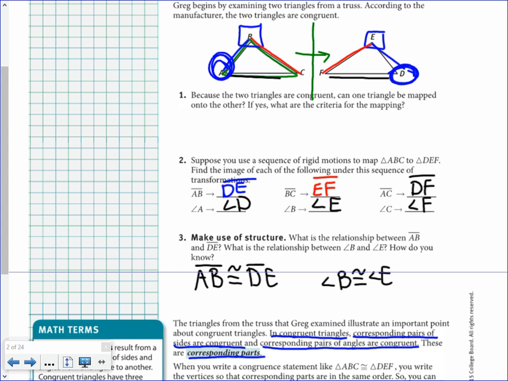So corresponding parts are the pairs of matching sides and matching angles that are identified when you take one figure and you map it to the other. When you take one figure and you transform it so that its image is the other figure. Whenever your figures are congruent, their corresponding parts are also congruent because there is a sequence of rigid motions. There's a sequence of transformations that map each pair of corresponding sides and angles to each other.